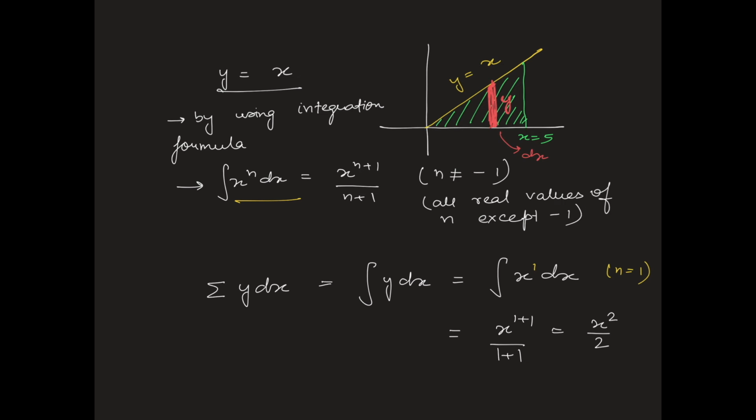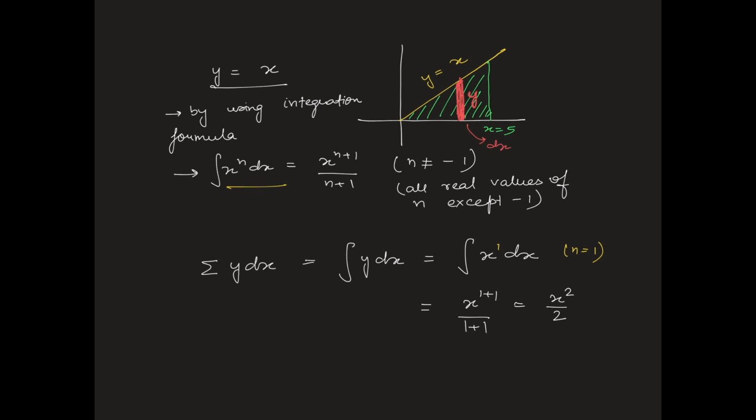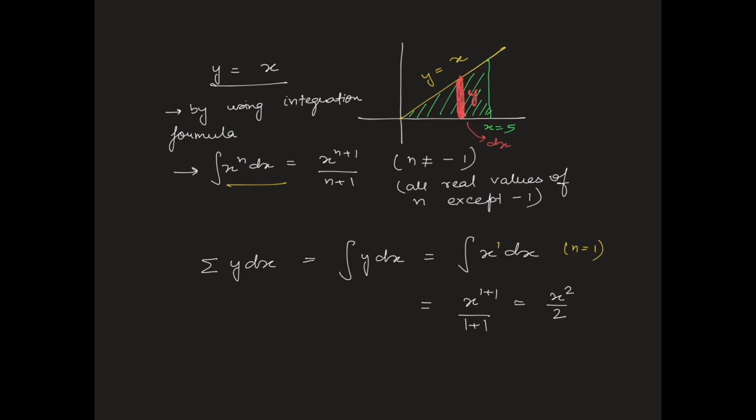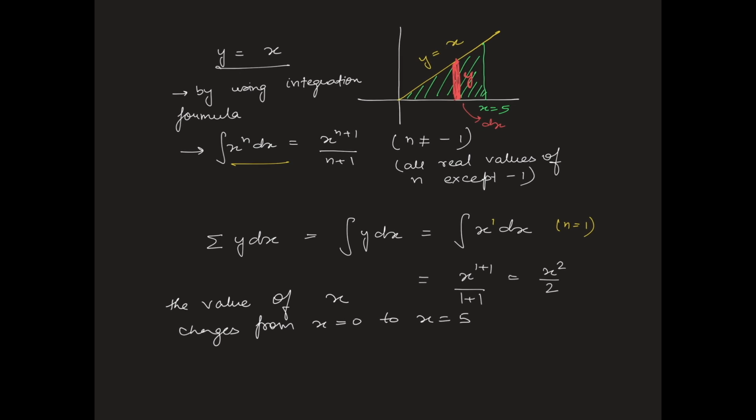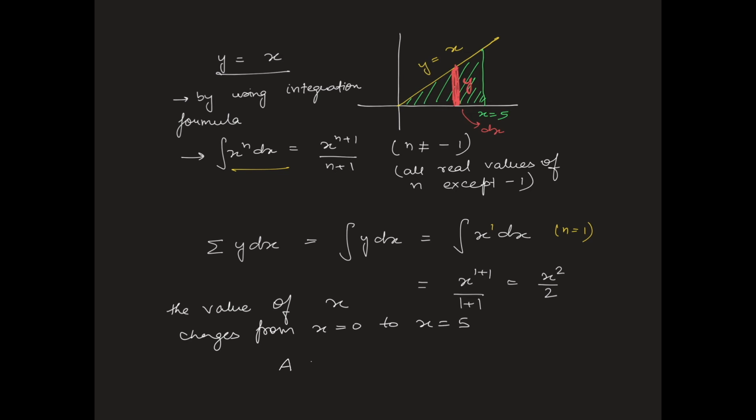But this is not actually an area. In order to find the actual area, we have to use the limits of it. The limits means कहाँ से कहाँ तक जा रहे हैं. तो हम 0 से लेके 5 तक जा रहे हैं. तो the value of x changes from x equals 0 to x equals 5. So if it is changing from x equals 0 to x equals 5, I will apply limits. This special thing is called as limits.